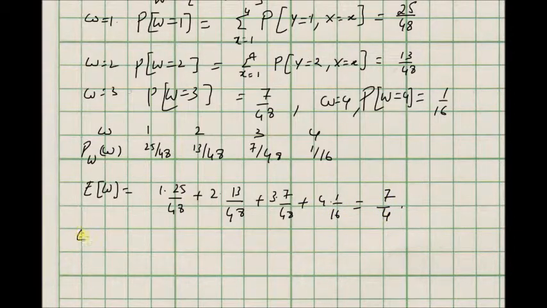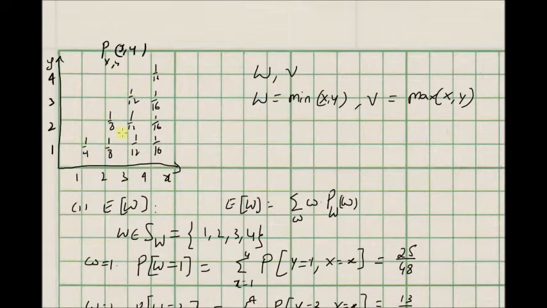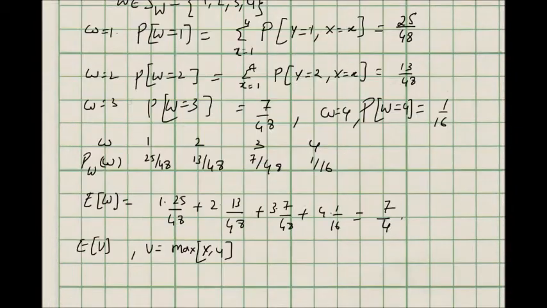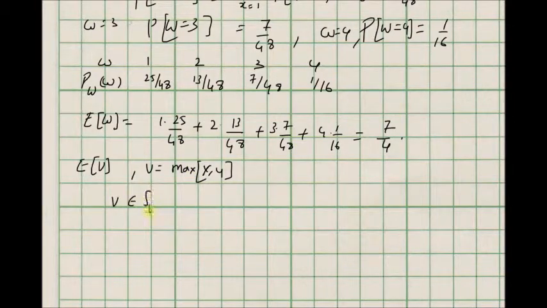Next we want to calculate the expectation of the random variable v, where v is equal to max of x comma y, that is the maximum of x comma y. Again, by looking at the xy plane of the probability mass function, we can clearly see that the range of the random variable v is also the same as the range of w, that is 1, 2, 3, 4. So v belongs to SV, that is equal to 1, 2, 3 and 4. So now we want to find the probability mass function of v, because the expectation of v is defined as summation of all values of v of the v times probability of v, that is probability mass function of v.